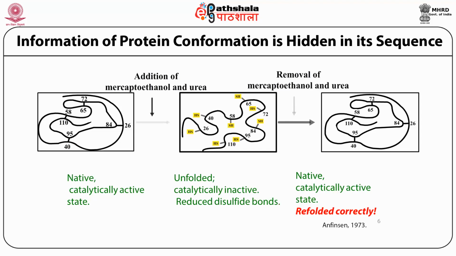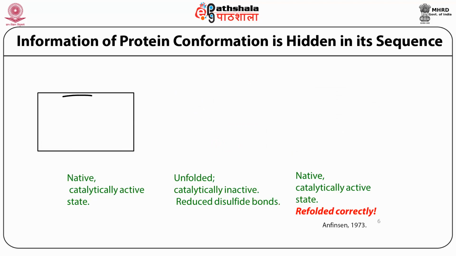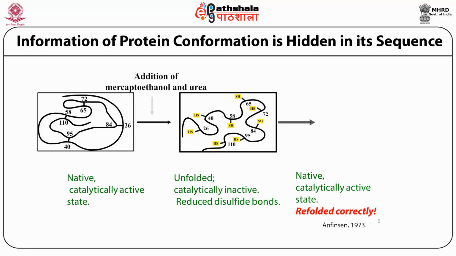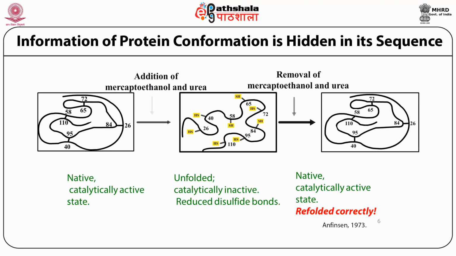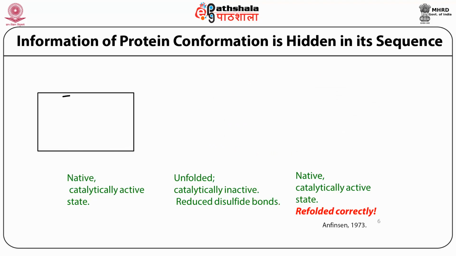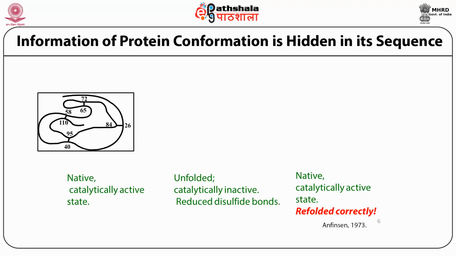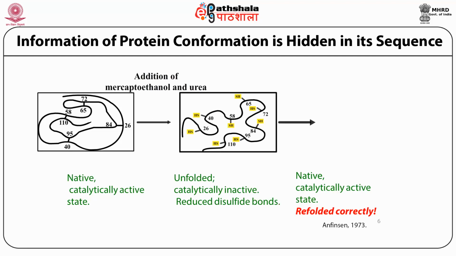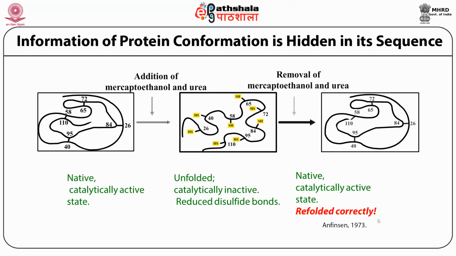Then he removed the mercaptoethanol and urea by simple dialysis, and found that the disulfide bond formation was the same as it was in the native conformation, despite 105 different possible combinations of disulfide bond formation. Only a certain type of disulfide formation was allowed. So it suggests that the structural information of protein is hidden in its sequence.